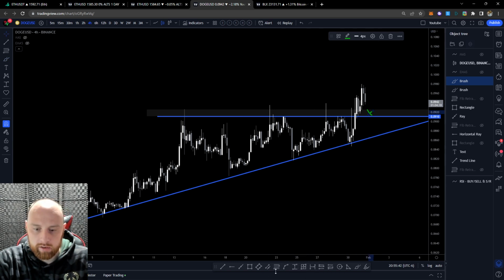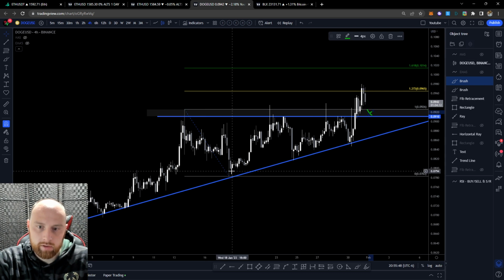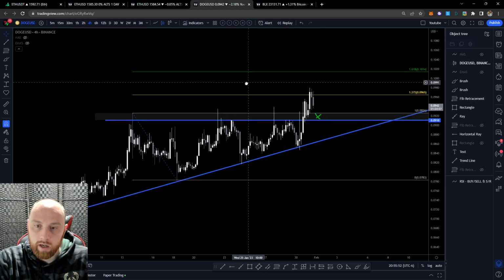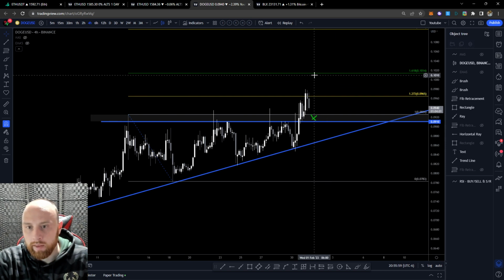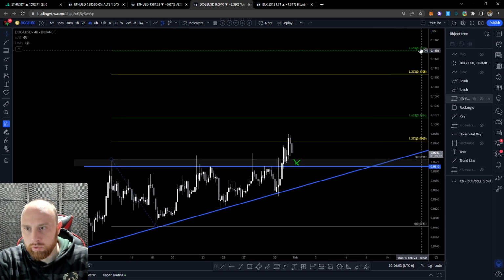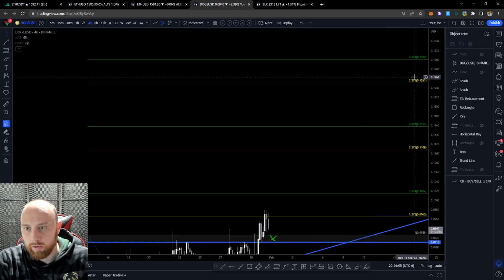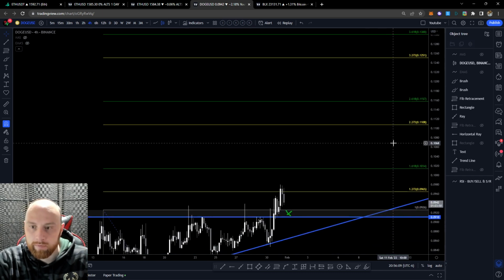for targets. So we will turn on our fib from this top here to this low of the start of the ascending triangle, and you can see that we broke out and we went straight to this first target, and then our next target would be the 1618, and then we go to the 2, and then we go to the 3 and the 4. These are our targets all the way up.